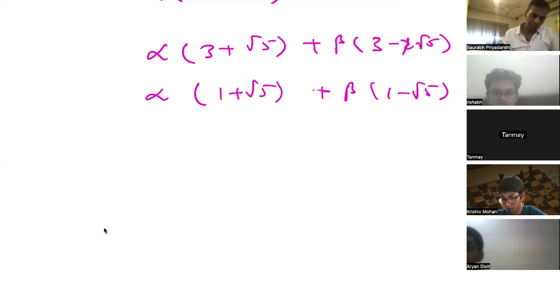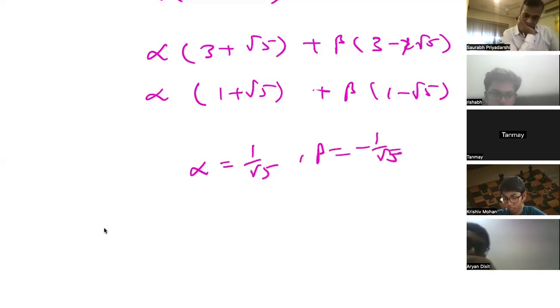In fact, alpha is coming as 1 by root 5 and beta is coming as minus 1 by root 5. I guess so. So this value is satisfying in both the cases. So I guess alpha and beta could be some value like this.